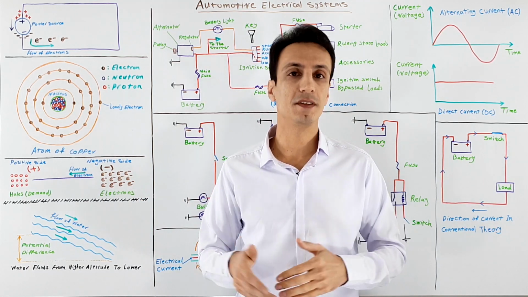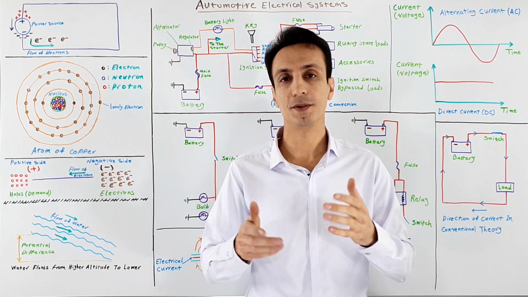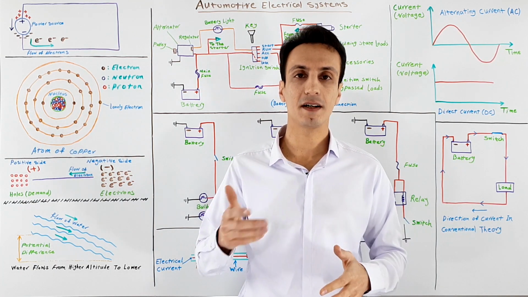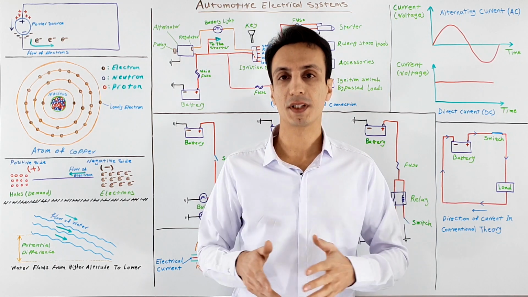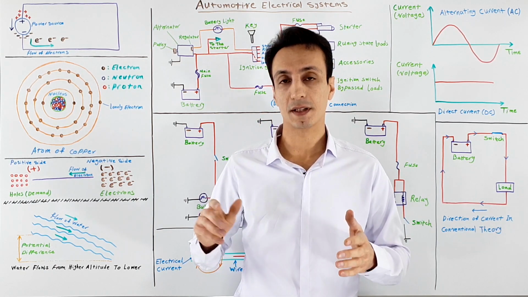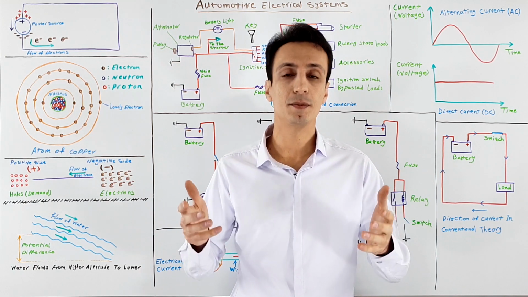But why are two different sources of electrical power used in a car? The reason is very simple. When the car is off and the alternator is not working, we need to use the chemical energy of the battery to start the car. But the battery needs to be recharged.